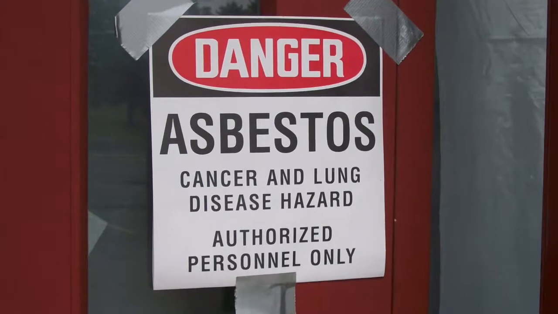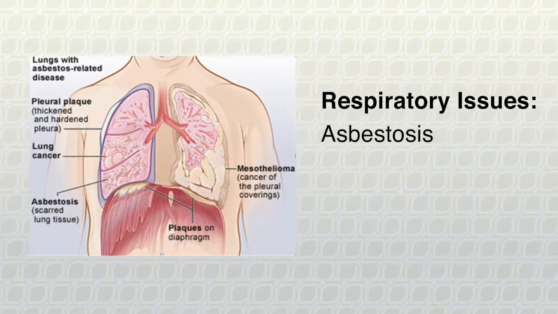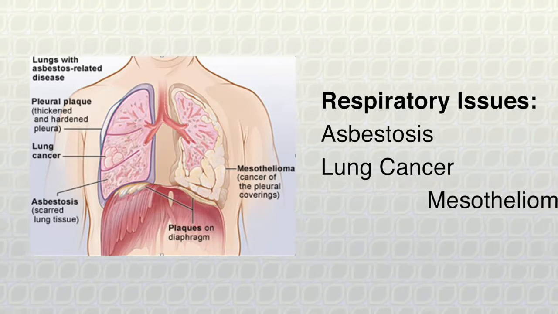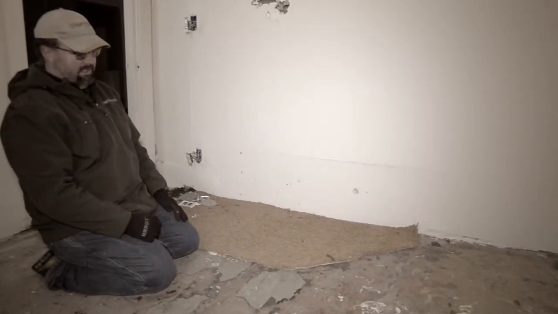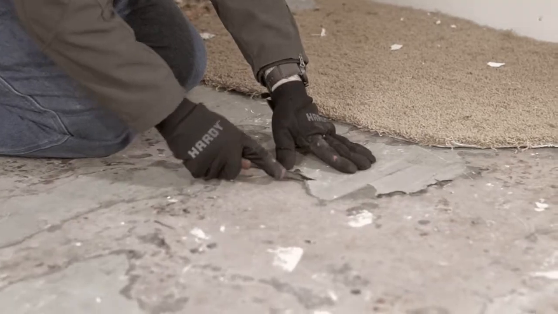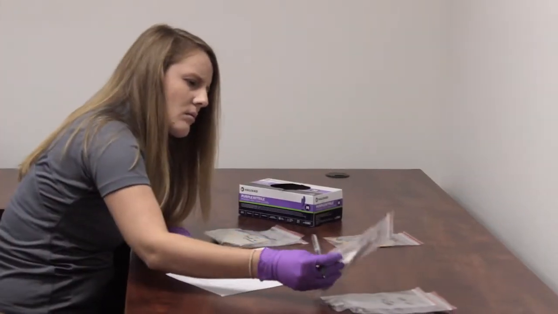It's a dangerous material. It has physical properties that cause respiratory issues, including asbestosis and some forms of lung cancer. One of the most well-known is mesothelioma. These are all caused by asbestos fibers in the air. So what we do before that renovation begins is we take a sample of this, send it to a certified lab, and they tell us, number one, is there asbestos there? And how much is there?